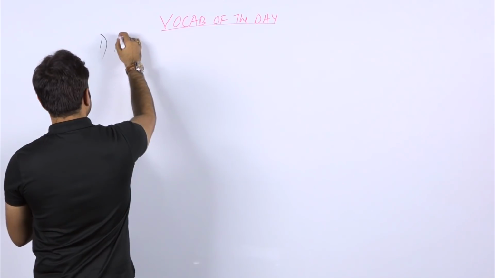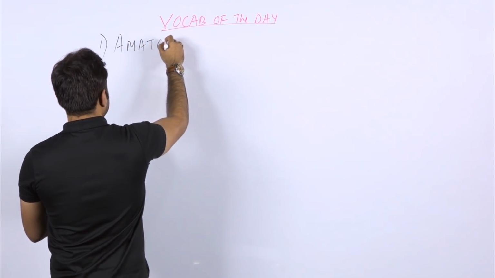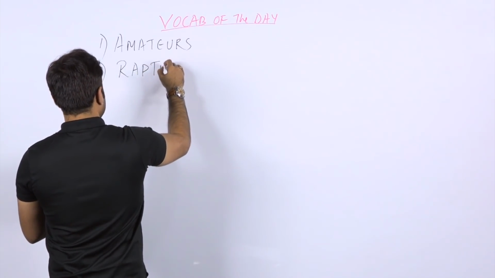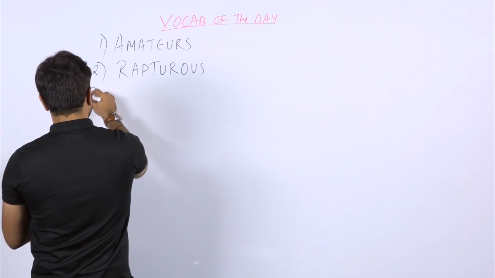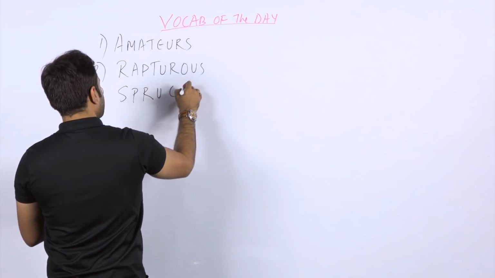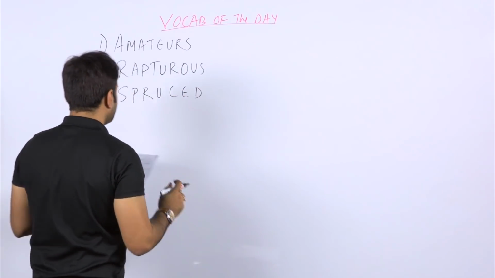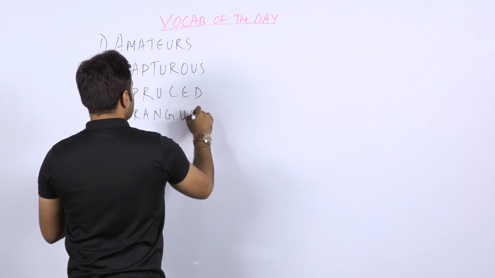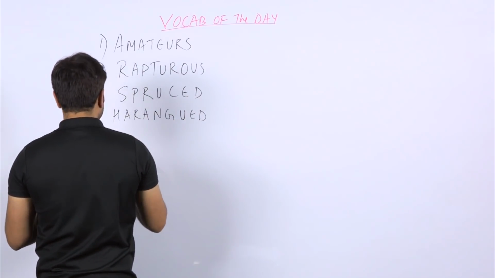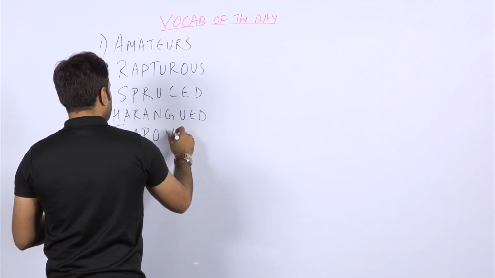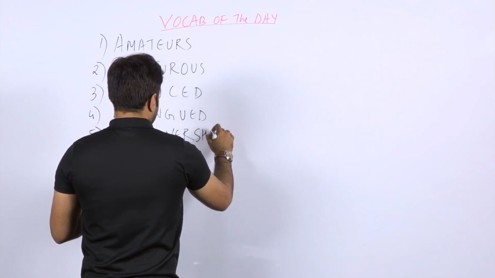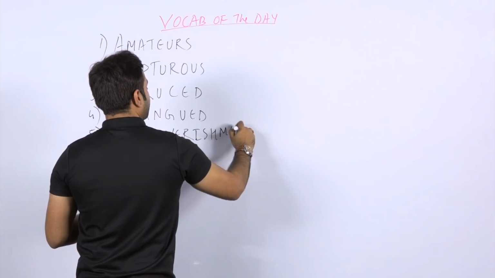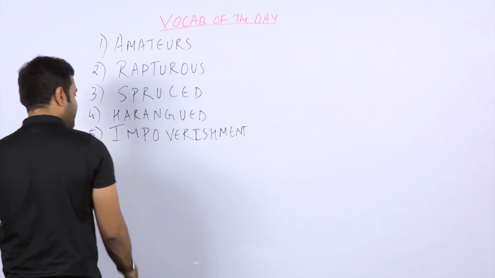The first word which I have taken is AMATEURS, amateur. Second word is RAPTUROUS, rapturous. Third word is SPRUCED, spruced. Fourth word is HARANGUED, harangued. Fifth word that I have taken is IMPOVERISHMENT. Fine. Impoverishment. It's a nice word.